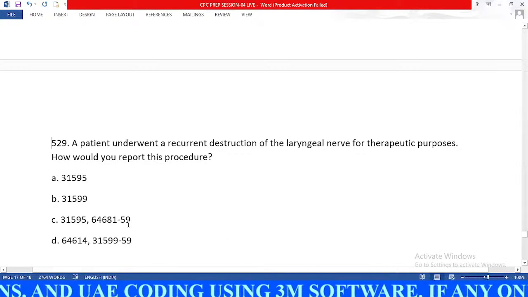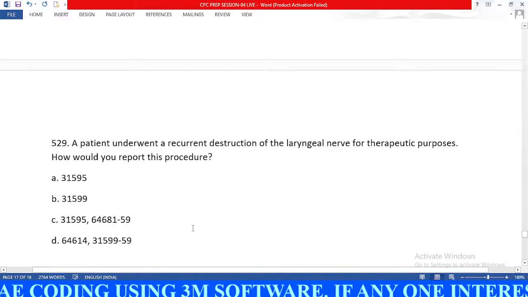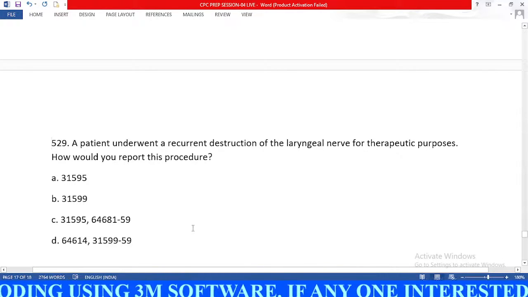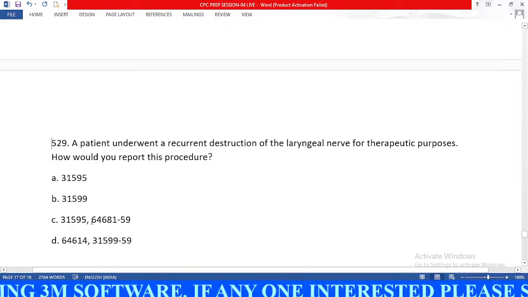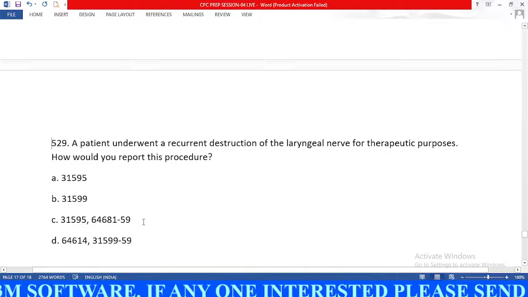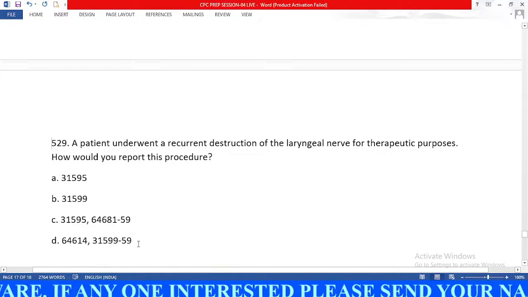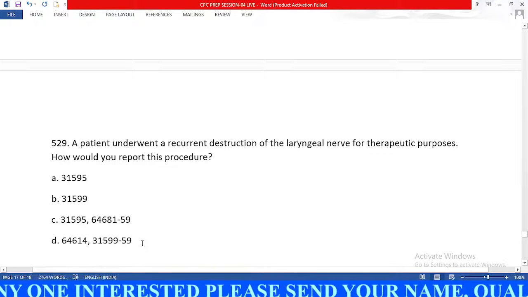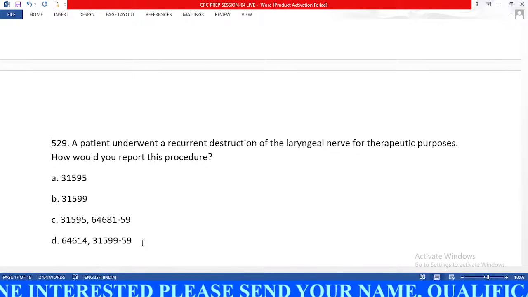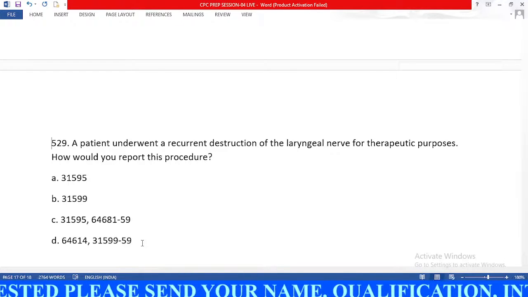So a patient underwent a recurrent destruction of the laryngeal nerve for therapeutic purposes. How would you report this procedure? 31595, 31599; 31595, 64681 with 59 modifier; 64614; and 31599 with 59 modifier. Now it is 10:54. I will give you 2 minutes. At 10:57, we can discuss the answer.